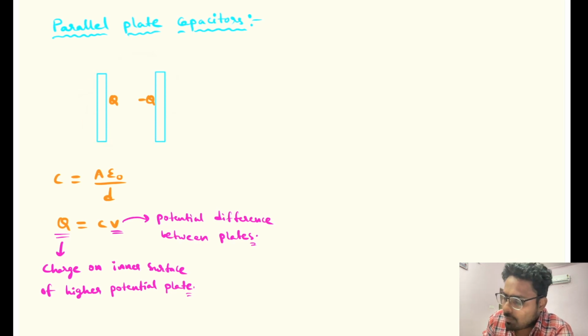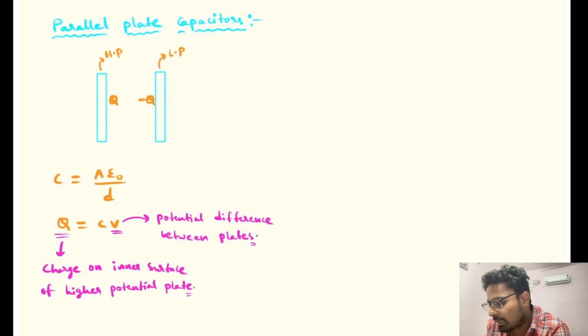Let's say this should be the higher potential and this should be the lower potential. Then only can I tell that the positive charge will be on the inner surface of the higher potential plate, and negative charge will be on the inner surface of the lower potential plate. Sir, how can you tell that these two will always be equal? How can we tell? See, I can consider a Gaussian surface over here.